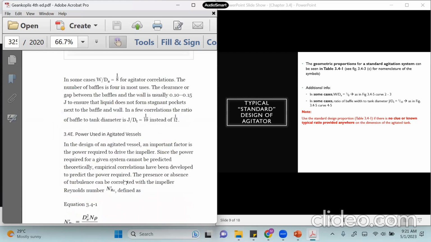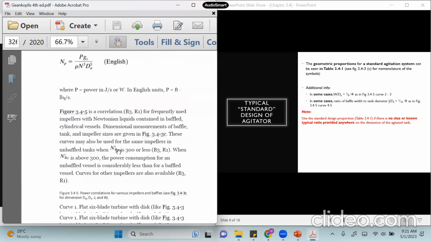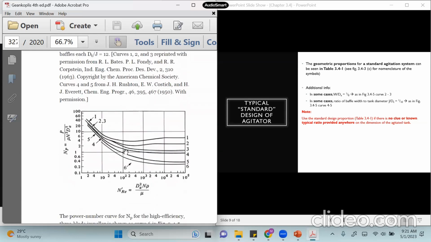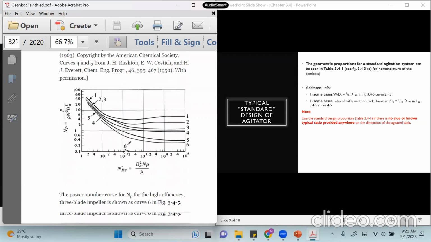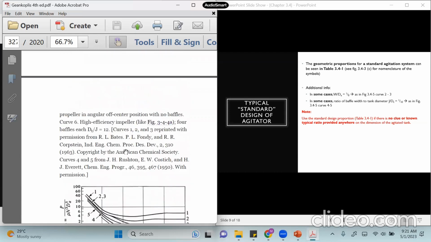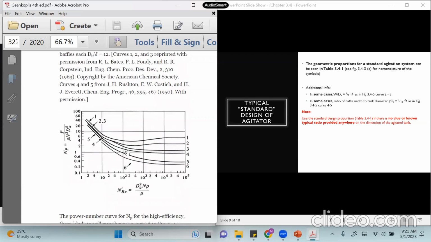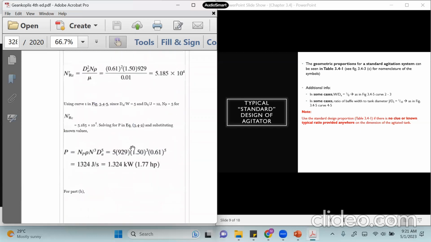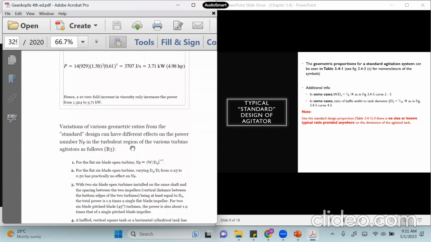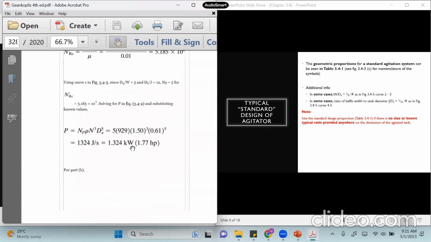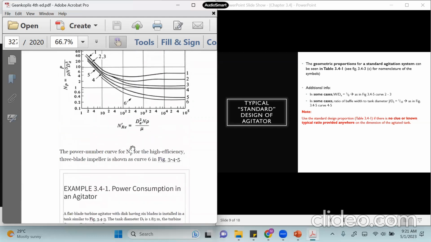So if we go down, this or the 8. Wait a minute. Why can I see?